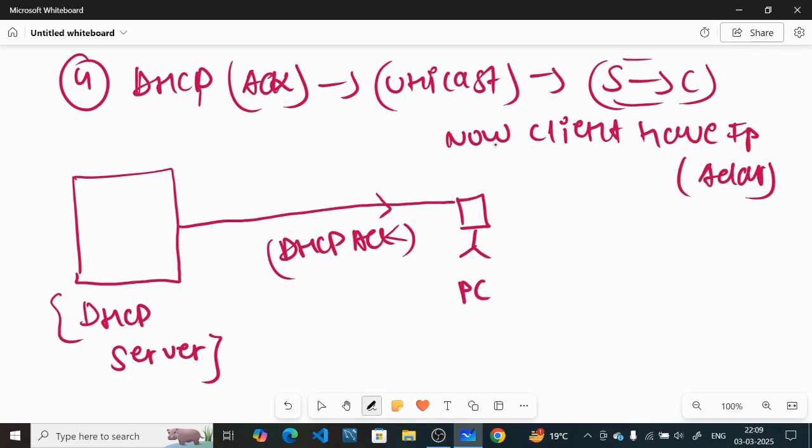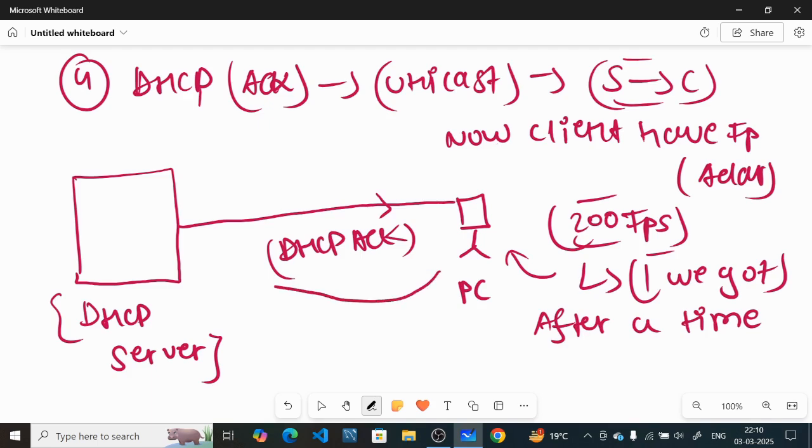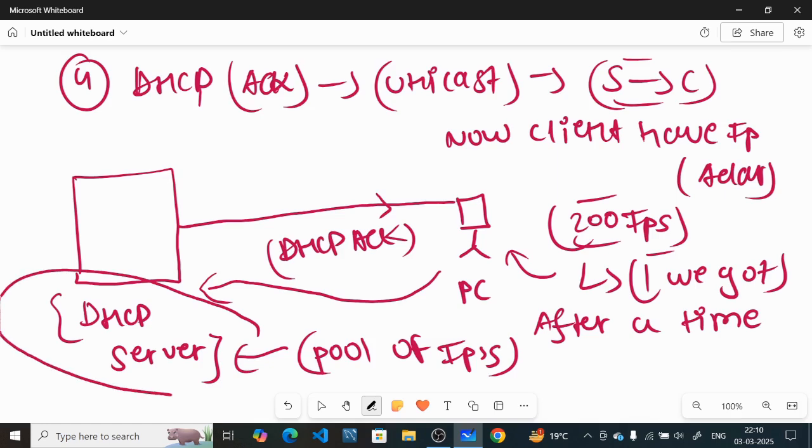Suppose DHCP has a bunch of IP addresses. Suppose we have 200 IPs. Out of 200, one we got, this machine got. Then after a time, this IP address is again assigned, it goes back to the pool of IPs, which is managed by whom? The DHCP server. Okay, so that is the concept.